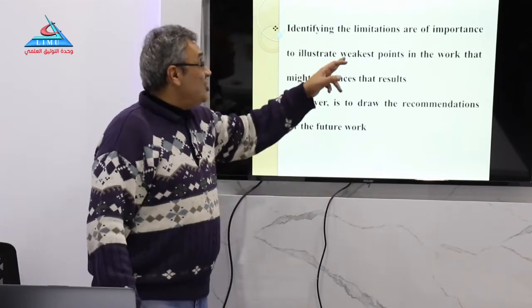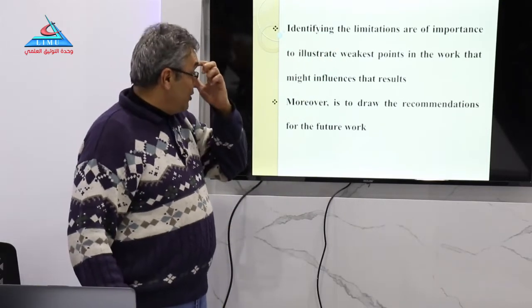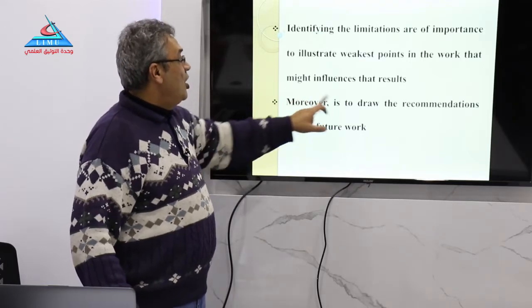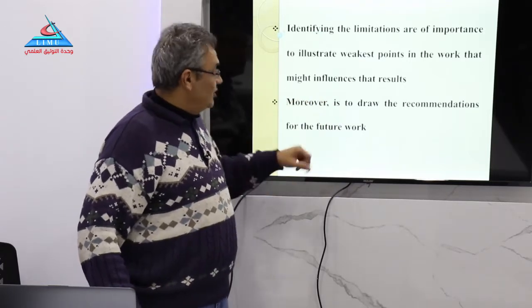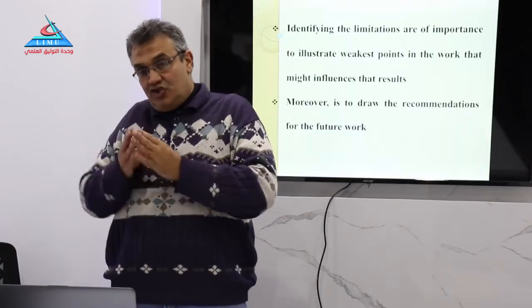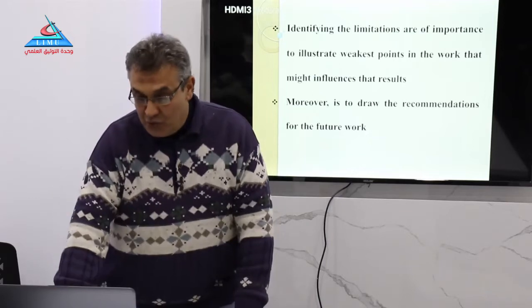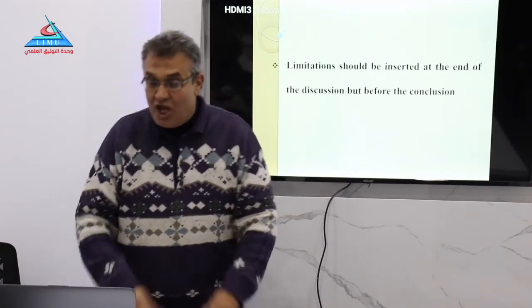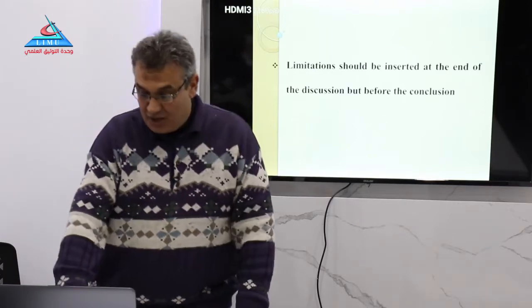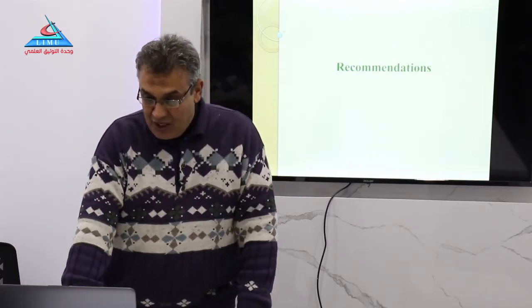So limitation is important. Identifying them is of importance to illustrate the weakest points in the work that might influence the result. Moreover, it is to draw the recommendation for future work. So limitations give us a chance to go for future work and make the recommendation. Limitation should be inserted at the end of the discussion, but before the conclusion.